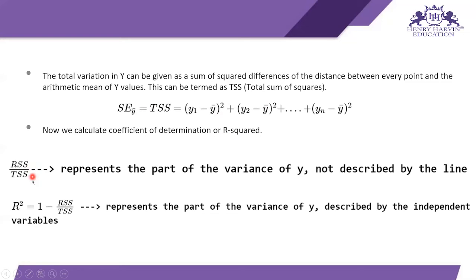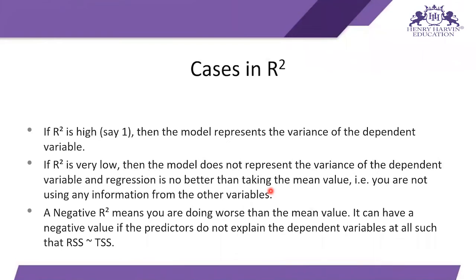By dividing RSS by TSS, we get the part of the variance of Y not described by the line. Next, to calculate the R squared, we just do 1 minus RSS divided by TSS, which represents the part of the variance of Y described by the independent variable. So that's how we calculate the R squared value, and after calculating it, we get the accuracy of our model.